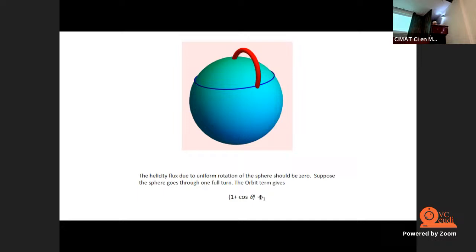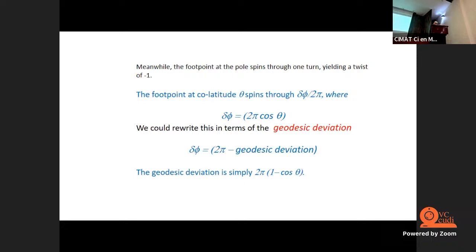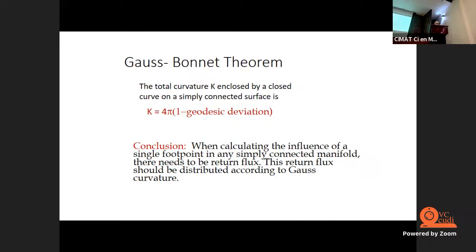Now, if the sun were a flat plane, then if you went around in a circle, the tangent vector would rotate by 2 pi, but it's not. There's something called the geodesic deviation, or the angle deficit. So if it went around the equator, there would be zero angle, and the geodesic deviation is 2 pi. So that means, according to the Gauss-Bonnet theorem, the curvature enclosed is 1 minus geodesic deviation. Okay, so how do we use that?